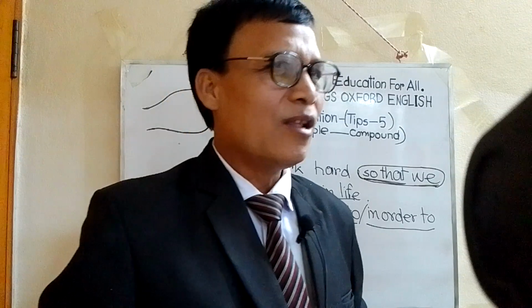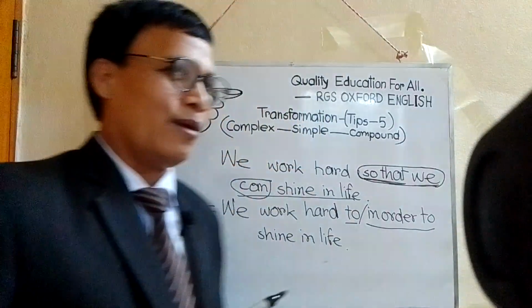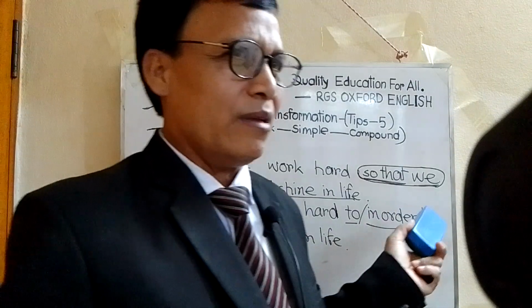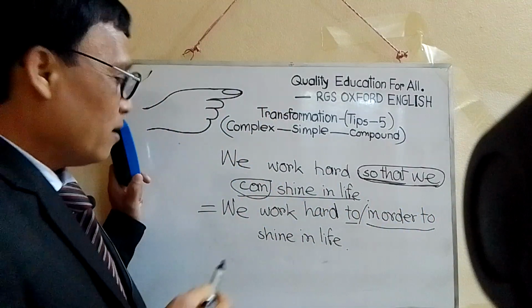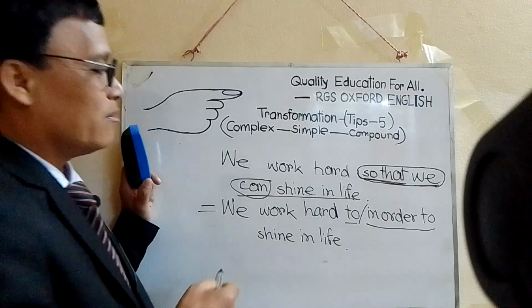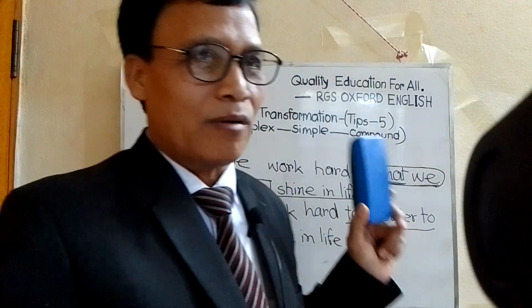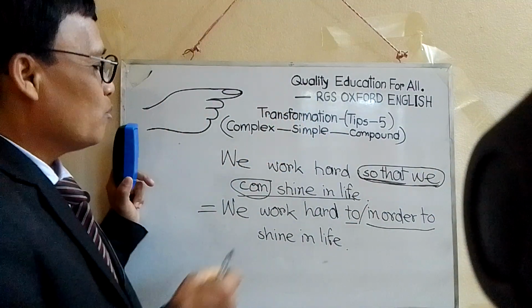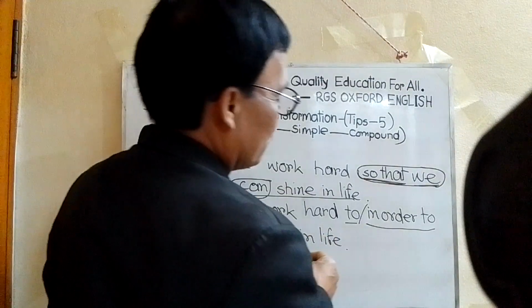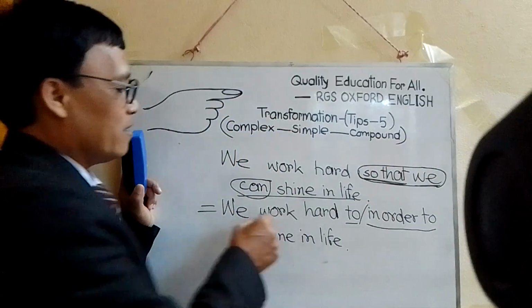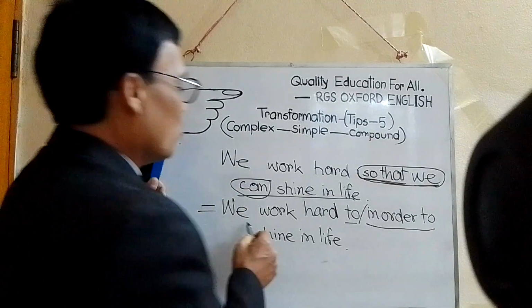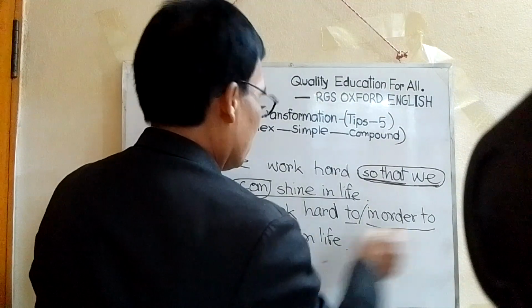Not tough, not difficult as you think. Actually it is very easy. Okay, next we make it compound. How will we make it compound? You know that there are two clauses in a compound sentence, so we should turn the sentence into two clauses. We work hard to or in order to shine in life.